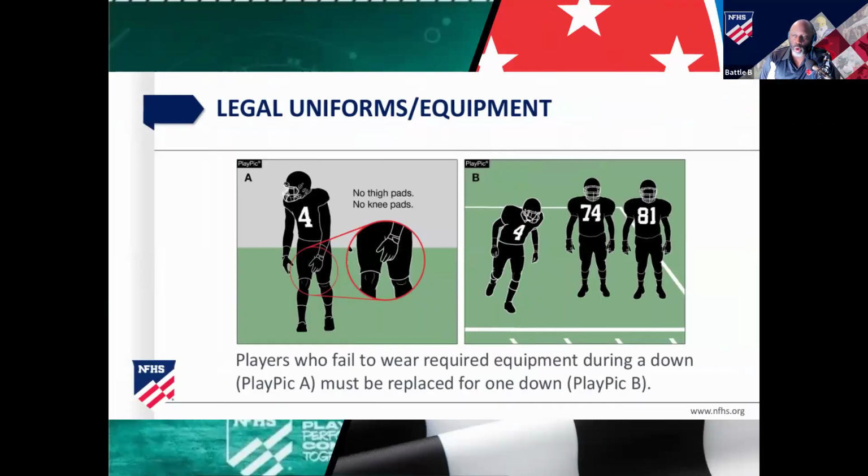Players who fail to wear required equipment during a down must be replaced for one down. So no thigh pads, no knee pads. You've got to go out until you get those put in. You cannot participate. All right.